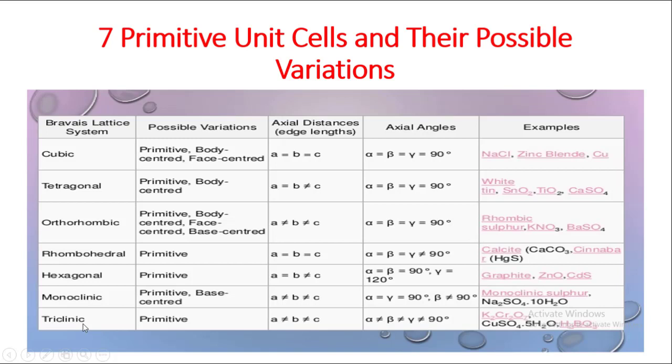And the last system is the triclinic system. In this system, the possible variation is primitive. The edge lengths are not equal to one another. The axial angles are also not equal to one another. And some examples are potassium dichromate, copper sulfate pentahydrate, etc.